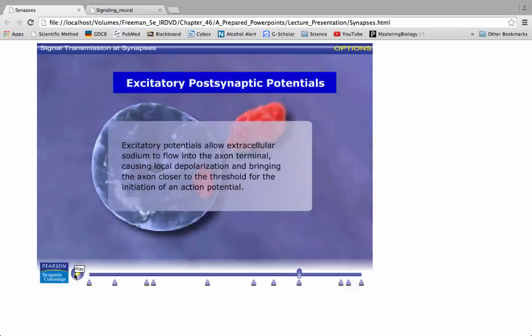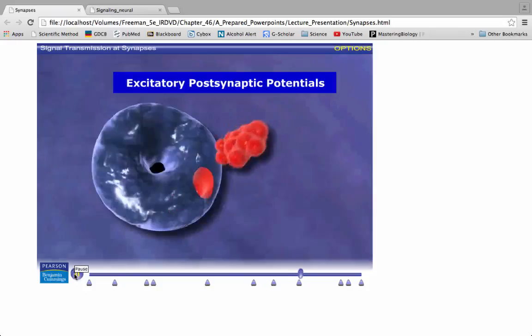The other kind of potential that can be generated is an excitatory postsynaptic potential, which allows extracellular sodium to flow into the axon terminal, causing local depolarization and bringing the axon closer to the threshold for the initiation of an action potential.